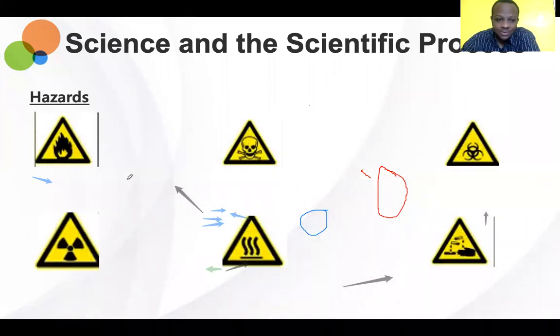All right, so we'll move on now, and we'll try and identify these safety symbols, right? And I think we can end the class here for today. So let's identify. So this is flammable. Flammable. We know this one. Caution.